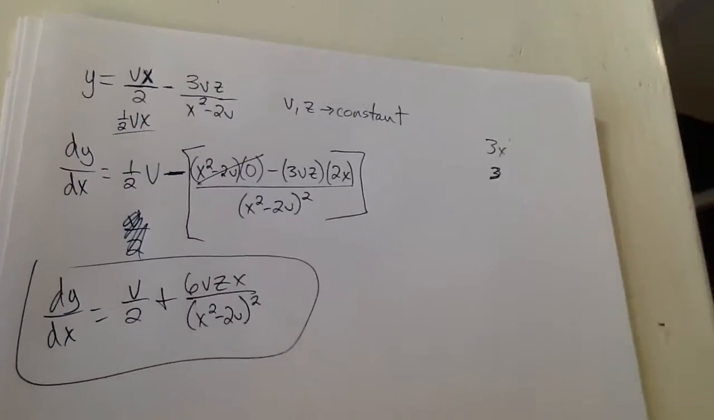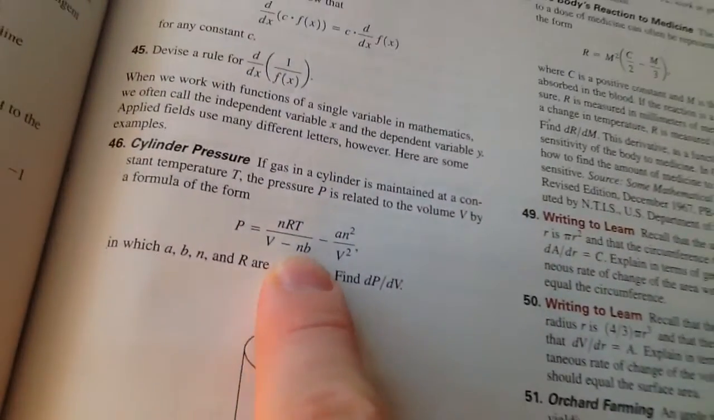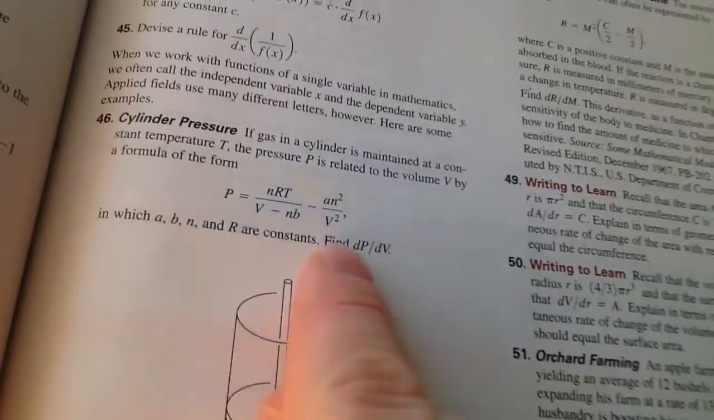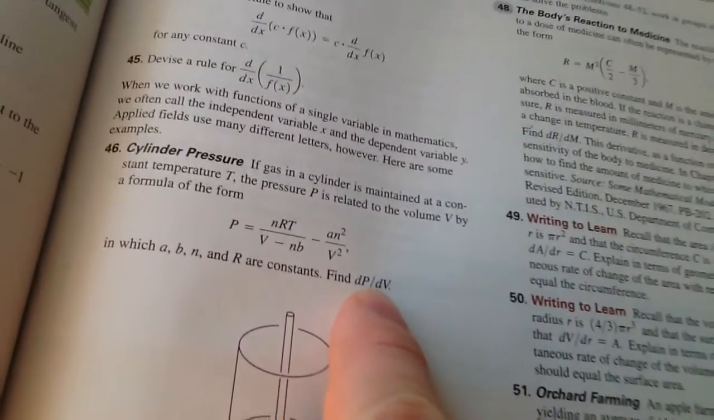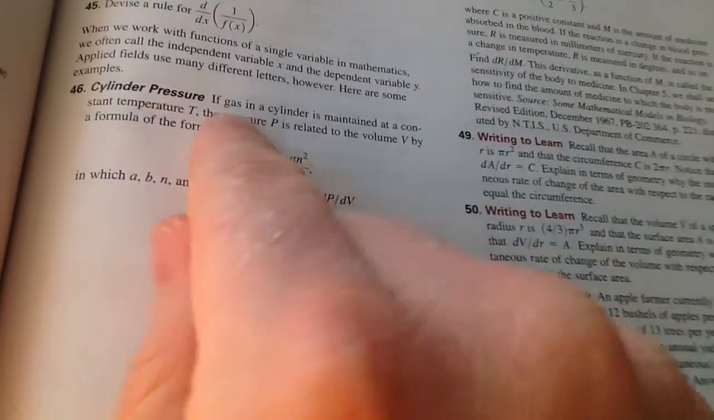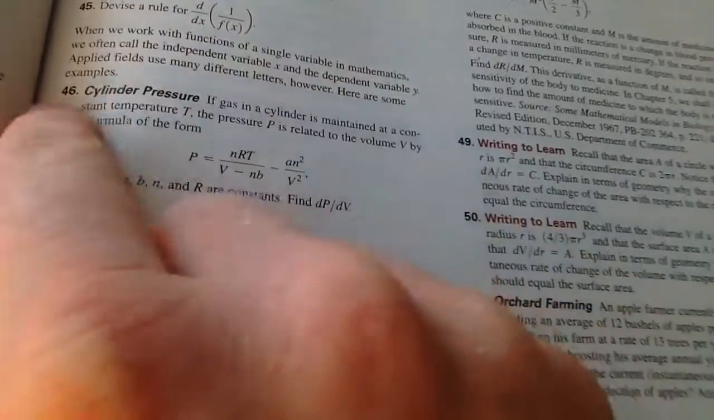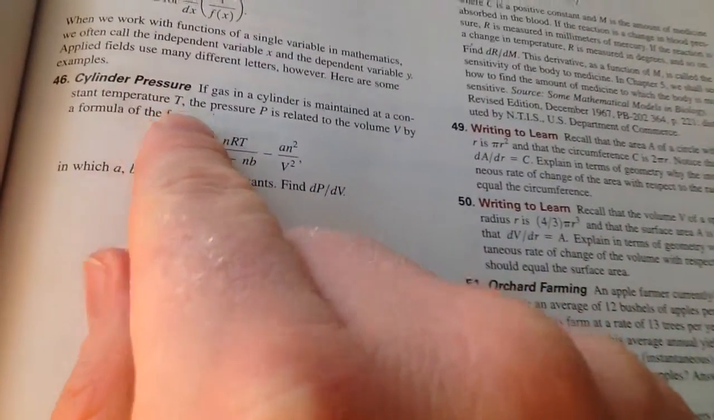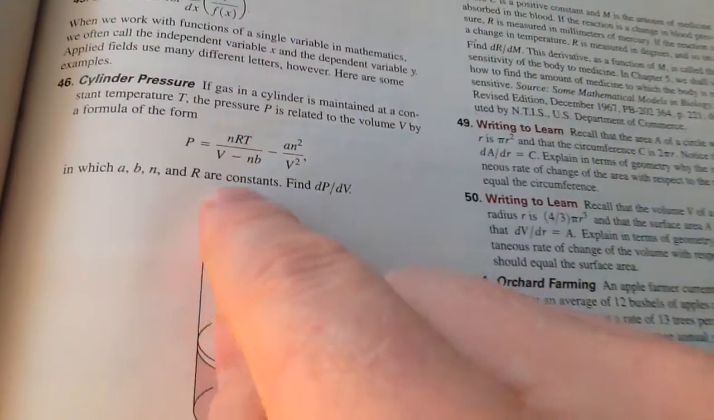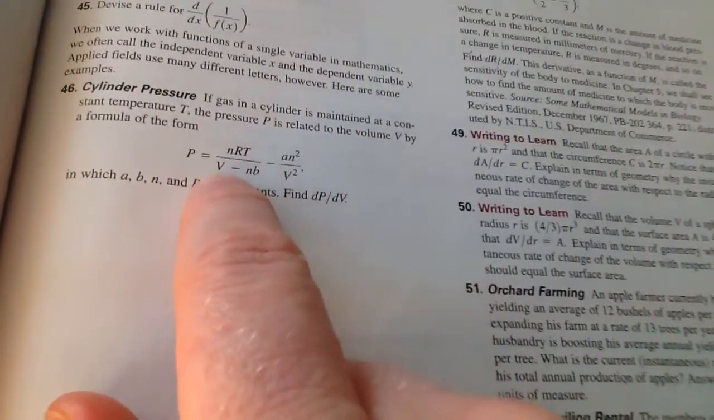So in 46 you have to be kind of careful. They kind of try to trick you. It gives you that thing, and it tells you a, b, n, and r are constants. Find the derivative of p with respect to v. But then you have this T in there, and if you're not careful, you might not have noticed at the beginning it tells you gas in the cylinder is maintained at a constant temperature T. So T is also a constant. So everything in there is a constant, except V. So you're just doing the derivative with respect to V.